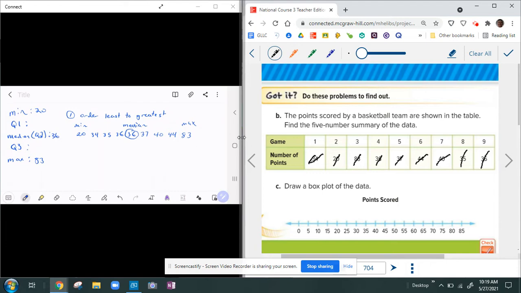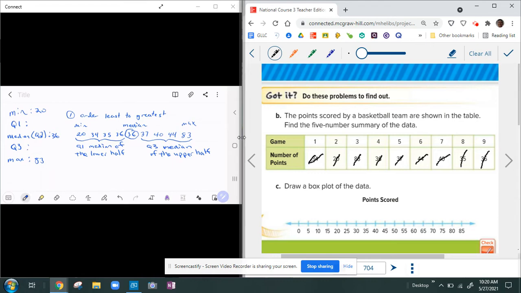And now, what is Q1 and Q3? Q1 is the middle of the lower half, or the median of the lower half. And Q3 is the median of the upper half. So Q1 is the median of the lower half of the data, all right, and Q3 is the median of the upper half. Okay, so how do we find the median?